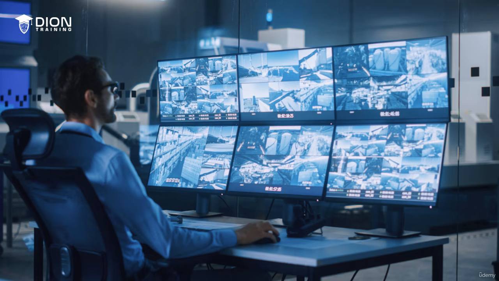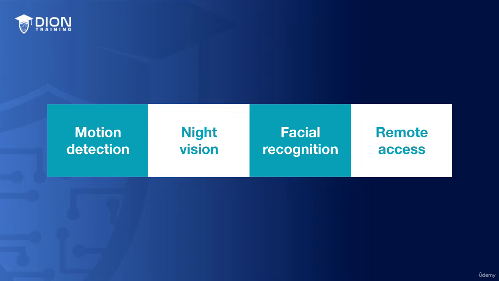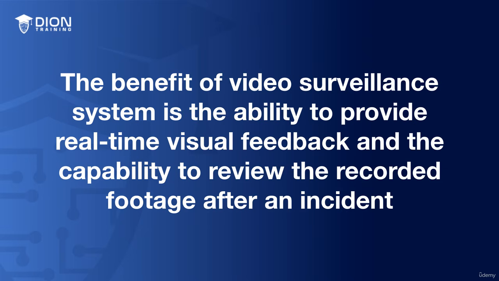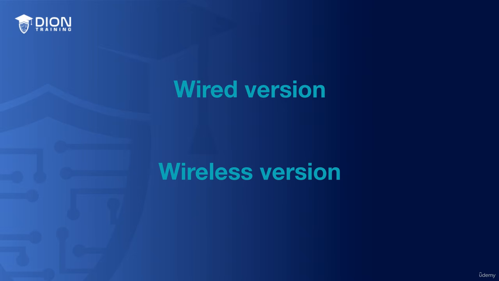Modern video surveillance systems have evolved beyond the simple passive recording capabilities, though, and these days, video surveillance systems can include features like motion detection, night vision, facial recognition, and remote access through your smartphone or computer. The primary benefit of using a video surveillance system is that it has the ability to provide real-time visual feedback and the capability for you to also review the recorded footage after an incident has occurred. These surveillance cameras are considered to be a detective control, and they come in both wired and wireless versions.